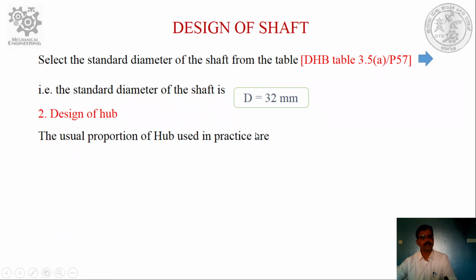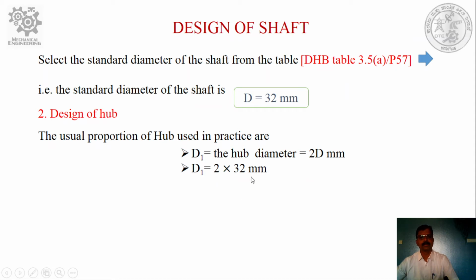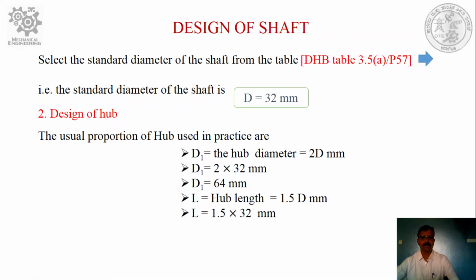Design of hub. The usual proportions of the hub used in practice are D1, the hub diameter, is equal to 2 times D, the diameter of the shaft. That is D1 is equal to 2 into 32 millimeter, that is 64 millimeter, and the length of the hub L is equal to 1.5D, that is 1.5 into 32, then L is equal to 48 millimeter.